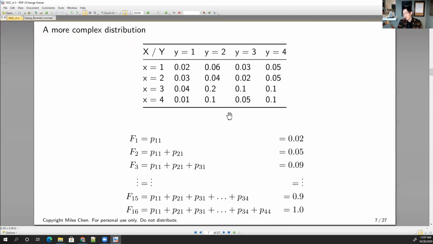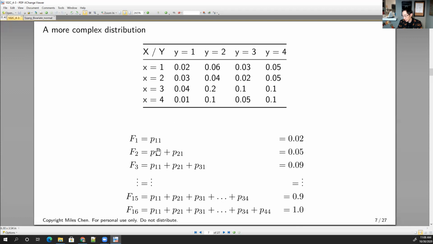I mean, I don't know how much more complex this is, but now x can take on the values 1, 2, 3, 4. Y can take on the values 1, 2, 3, 4. And this is the joint PMF, probability mass function. If I add all of these up, they would add up to 1. Now we have 16 values for us to calculate here. Okay, so we got 0.02. That's going to be the first value.